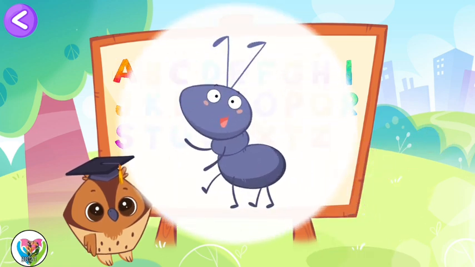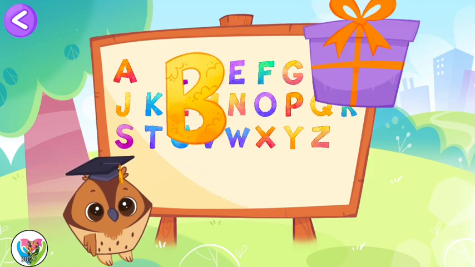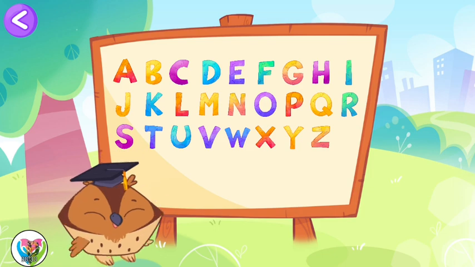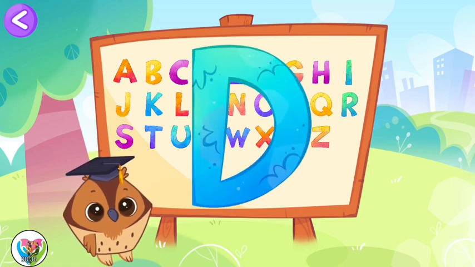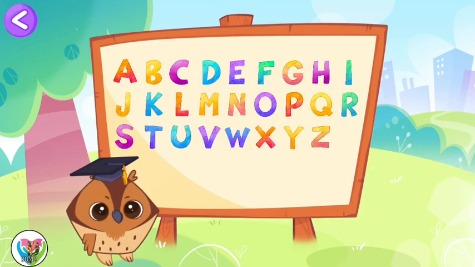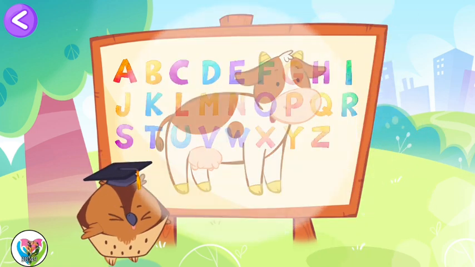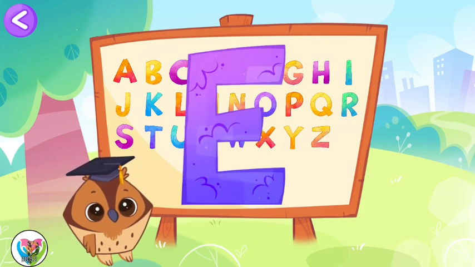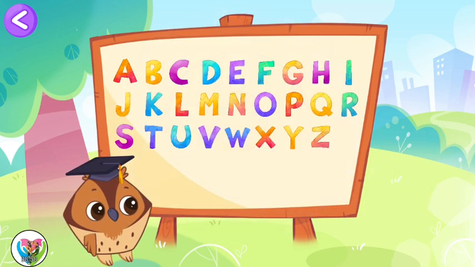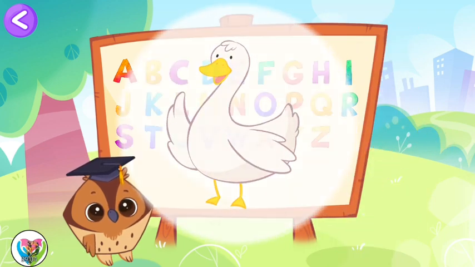A, as in ant. B is for bee. D, as in dessert. C, as in cow. Egg starts with the letter E. G, as in goose.